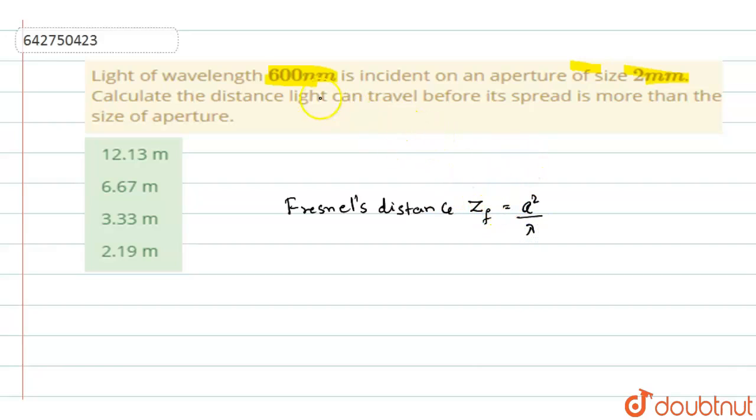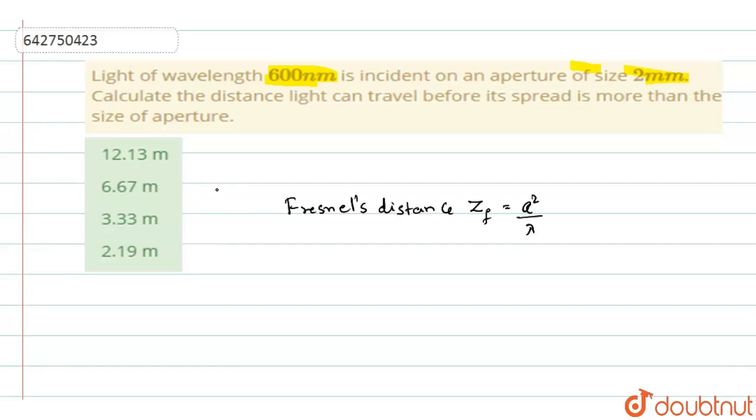So here they are saying light of wavelength 600 nm is used and it is incident on an aperture of size 2 mm. You are supposed to calculate the distance which light can travel before it spreads more. If it spreads more, what happens? The diffraction effect will be more compared to the size of the aperture.